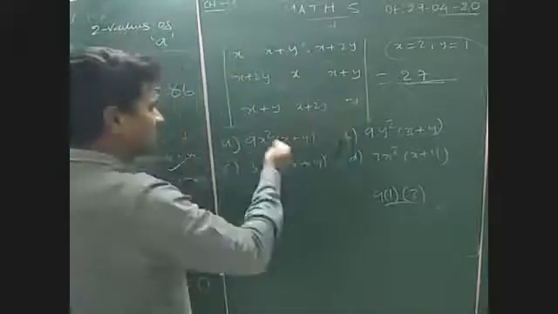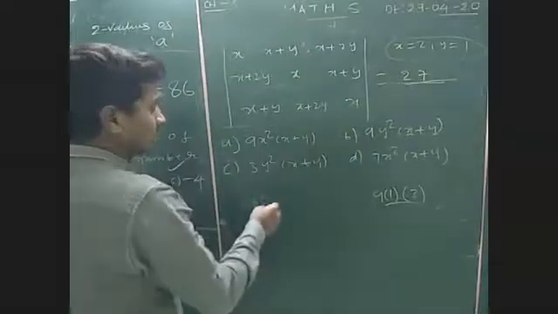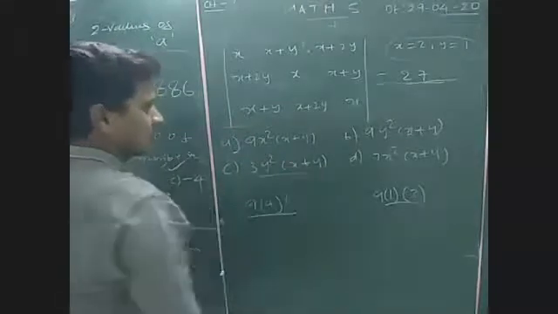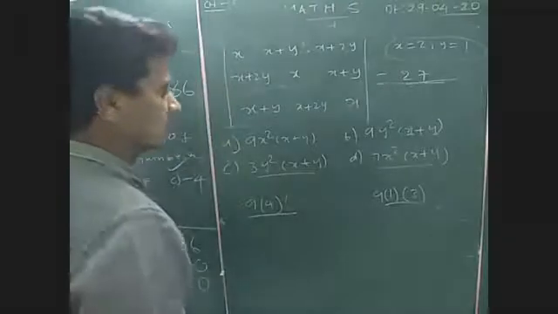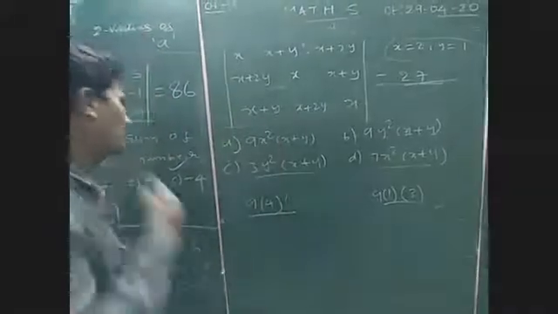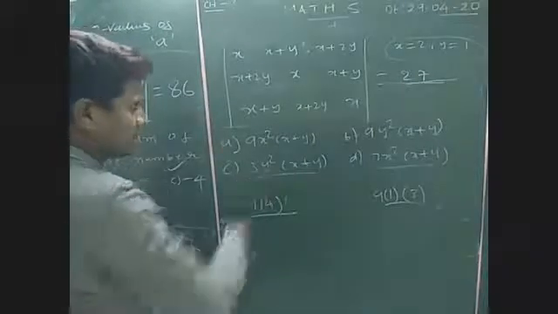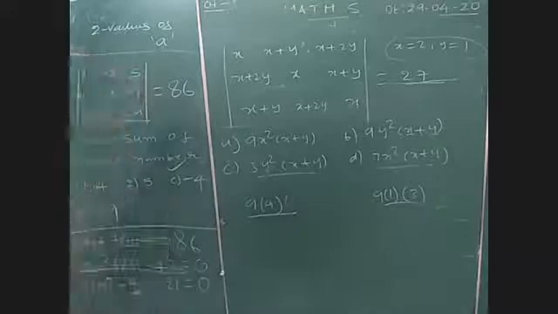Substitute the same values here. 9 into 2 square is 4, which is more than 27. Substitute here, x is equal to 2, 2 square is 4, that is more than 27. Here it is less than 27. So the right option is B.